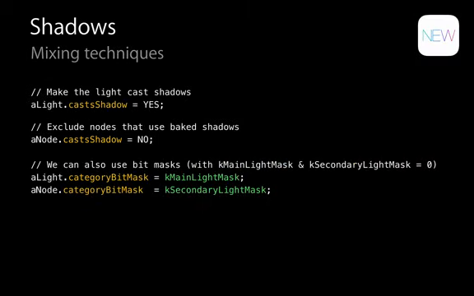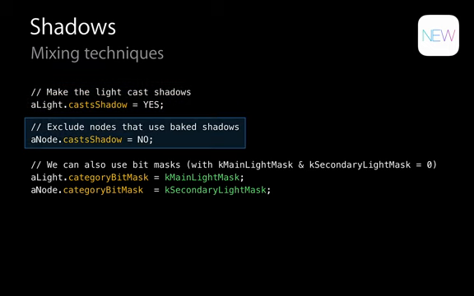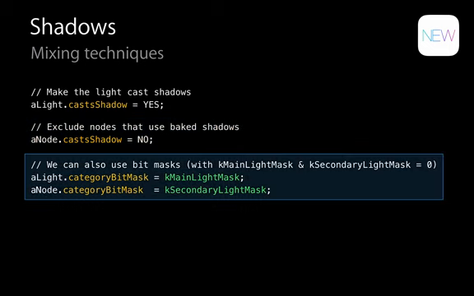Next, of course, you can mix techniques and use dynamic and static shadows. After you make a light cast shadows, you can simply exclude nodes that are using static shadows so that they don't cast dynamic shadows. This can also be achieved by using category bit masks. You use exclusive masks on the light and nodes that don't cast shadows.